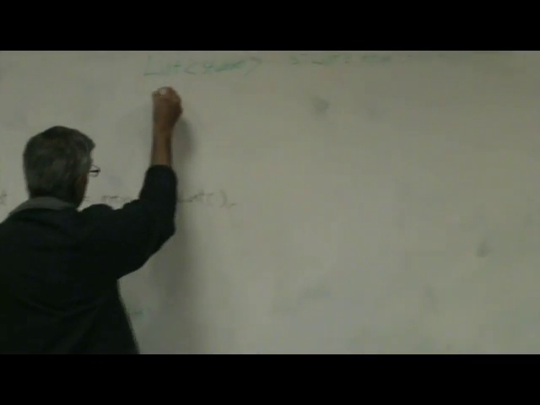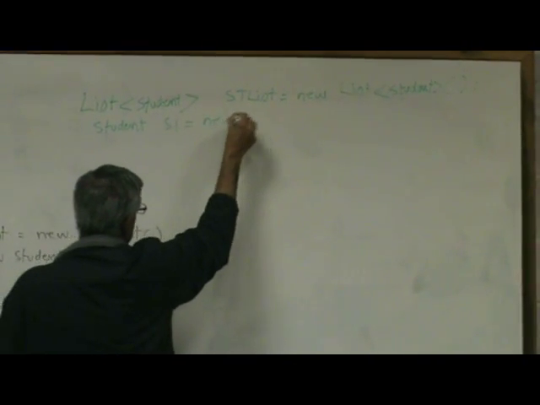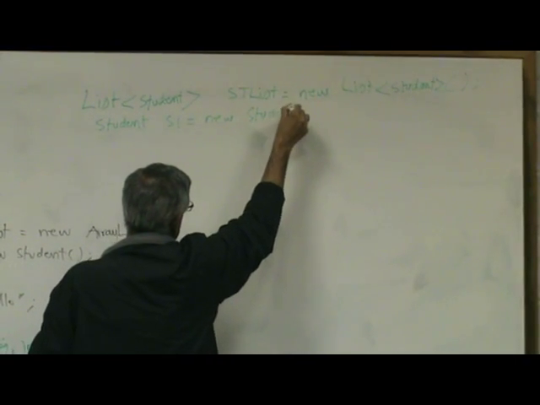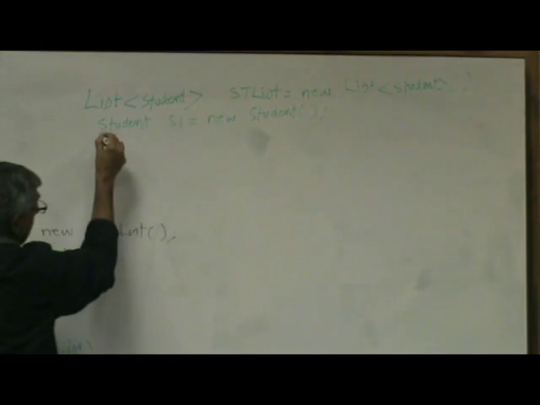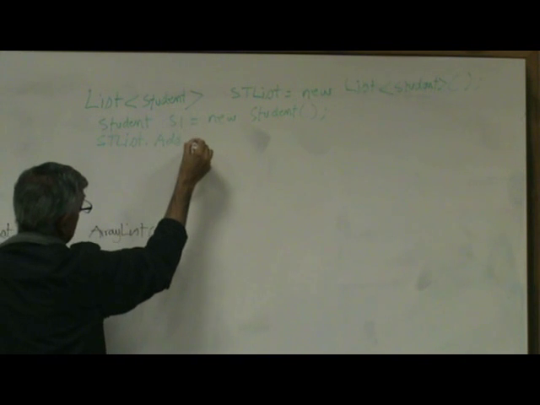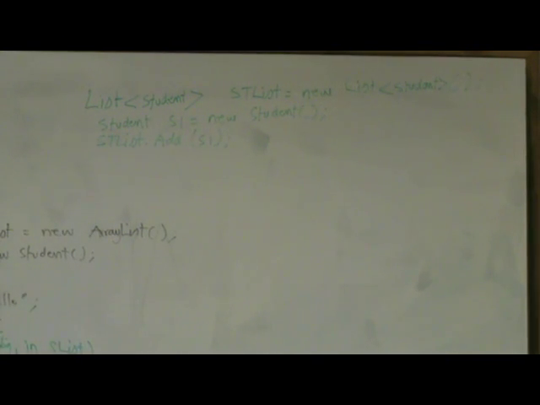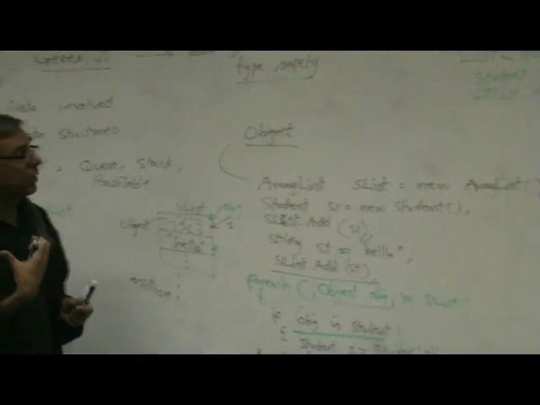Then we can create a student. So for example, student s1 equal to new student. And then we can say st_list.Add(s1). Okay, so just like we did before, that's very similar, right? However, there's one difference now.